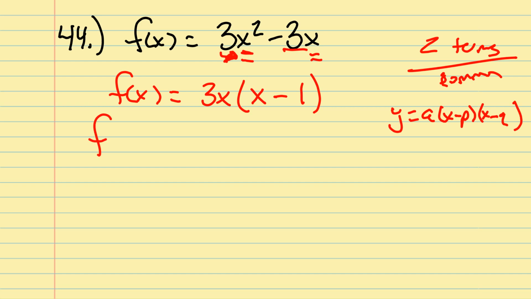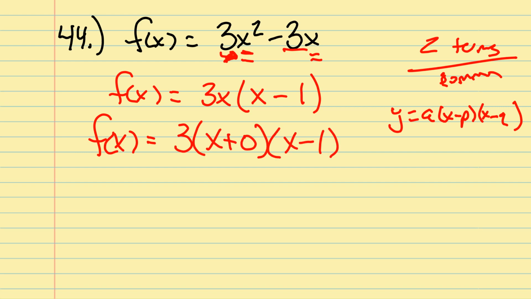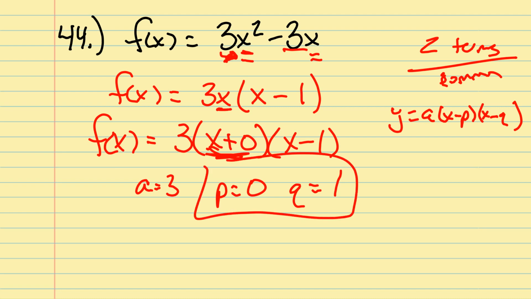So here's what I'm going to do. And you're allowed to do this because you can add 0 to anything, and all of it is multiplication. Now it's really easy to find p and q. I just put x plus 0 in parentheses, because this and this are the same thing. So now I have a is 3, p is 0, q is 1. And there are my zeros. And that's it for 44.